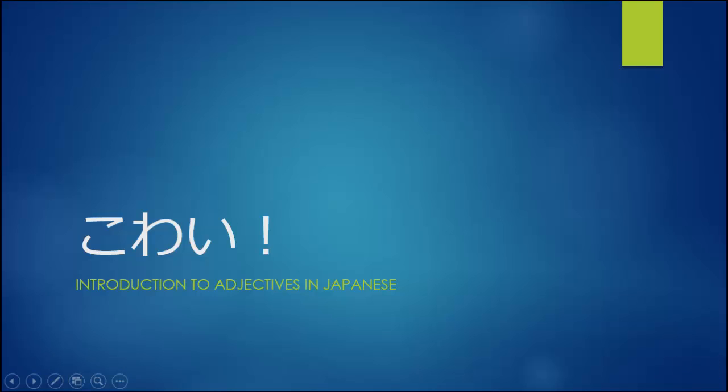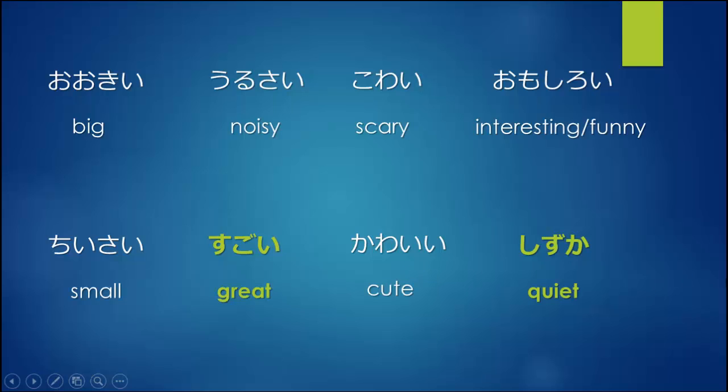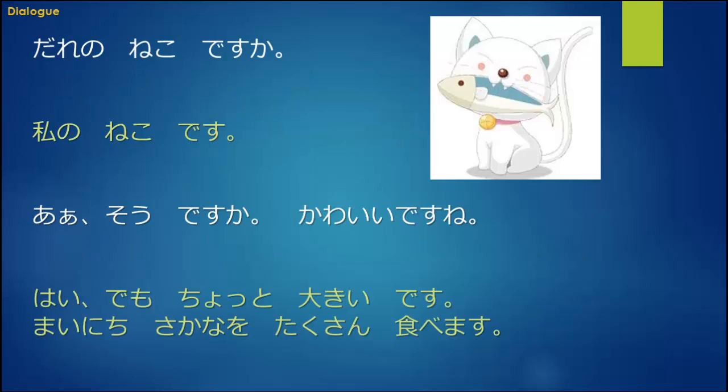Okay, today we're going to be looking at adjectives and their basic usage in sentences and also combining adjectives together. First, we'll look at the adjectives that we'll use today. 大きい、うるさい、怖い、面白い、小さい、すごい、かわいい、静か. Okay, now we'll go straight to a dialogue.